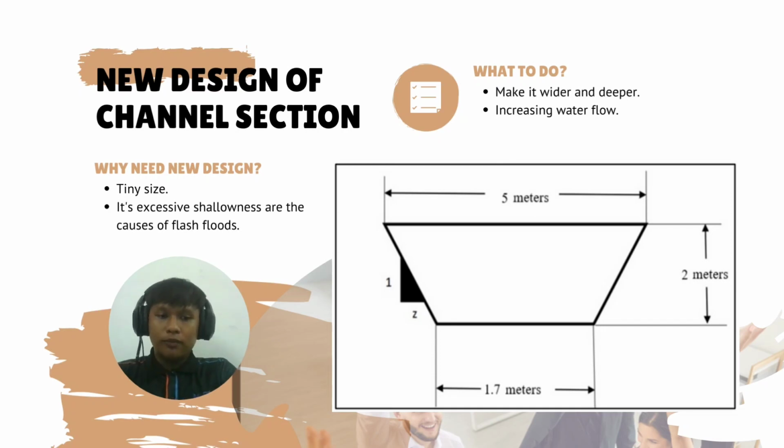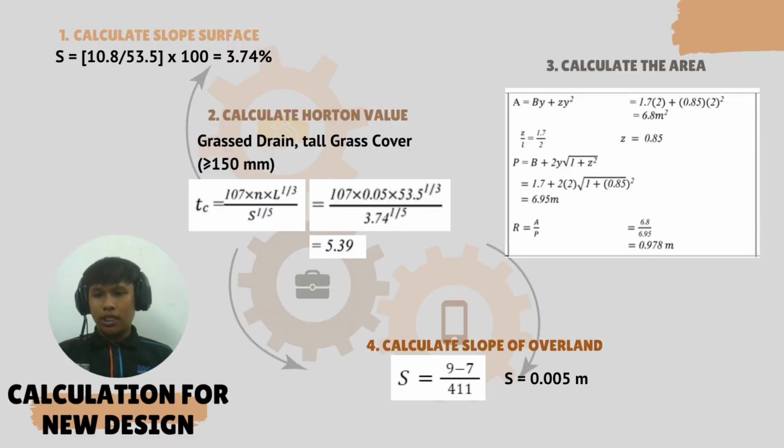So I will present and explain about a new design of a channel section. In order to stop flash flood from happening frequently, we have decided to design a new channel section by widening and deepening. Our new design for top width is 5 meters, and bottom width still remains 1.7 meters, but the depth for the new design channel section is 2 meters.